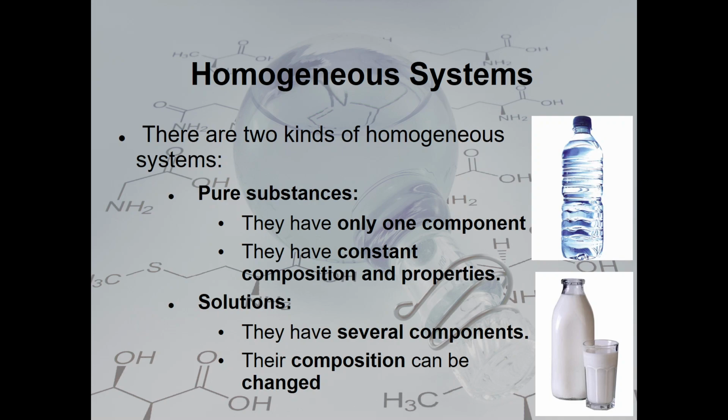So, homogeneous systems. There are two types of homogeneous systems: pure substances and solutions. A solution is just another name for a homogeneous mixture. Pure substances only have one compound or element, and they have constant composition and properties. Solutions have several components, and their composition can change, such as milk or salt water.